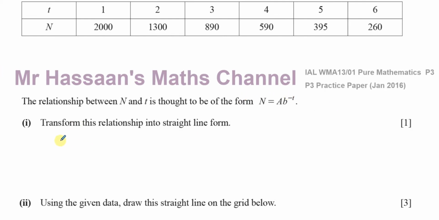So in order to do that, we start off with n equals a times b to the power of minus t. All these types of questions, whether it's to do with exponentials or to do with polynomials, when you have to transform it into a straight line, what you have to do is take the log of both sides. Now you can take the log to any number you wish of both sides, and it will give you the correct answer in the end. You can take the log to any base you wish, but the most sensible bases are 10 and the natural number e, which is called ln. Log to the base e, sorry, which is ln. Both of those are perfectly fine.